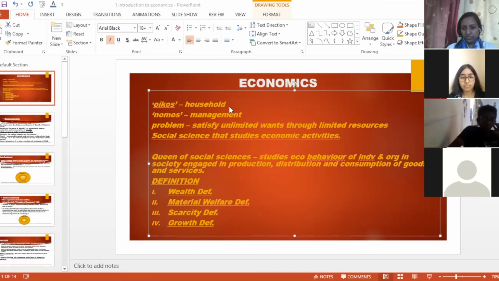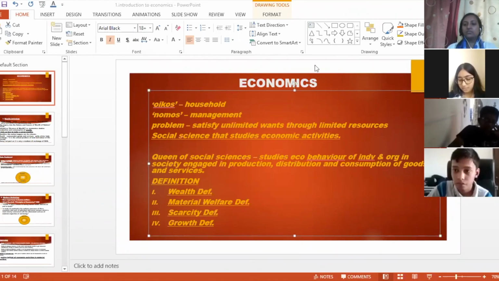Is it clear to you? So the main points here are we have limited resources, right? We have unlimited wants, and these need to be satisfied. So this is a problem which is known as the problem of economy, and this is what economics teaches us.